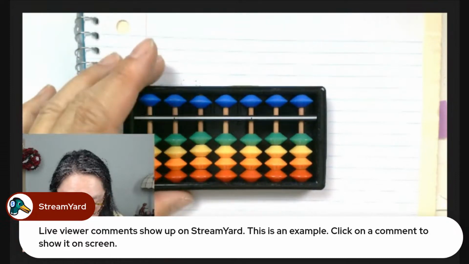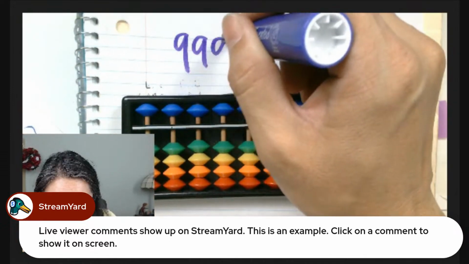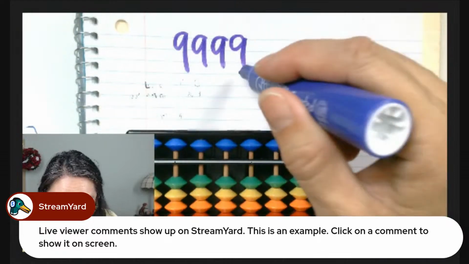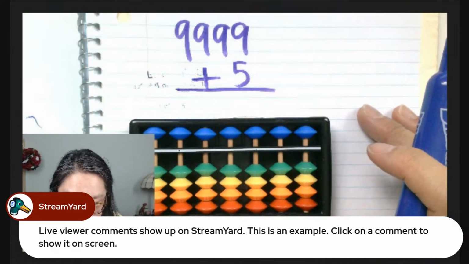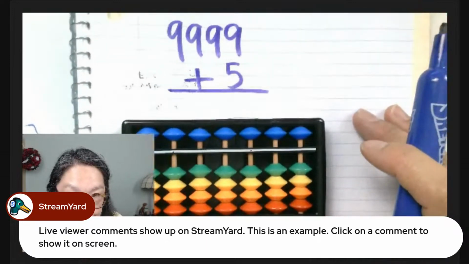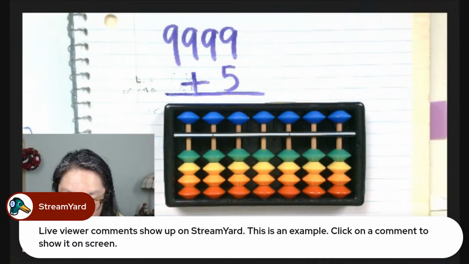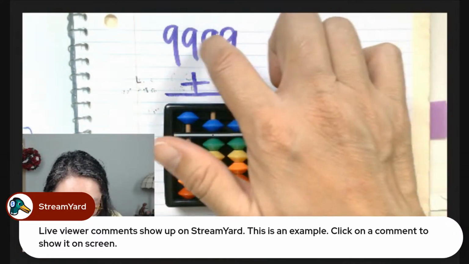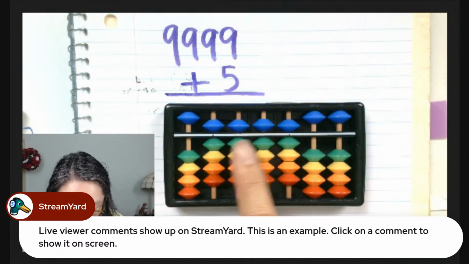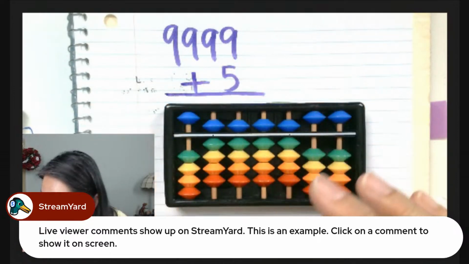So what we're going to do is let's do like 99 plus 5. We'll do that. Why? Is it hard? It's not that hard. Because what's going to happen? You're going to see that there is a number pattern. So we do 9,999, right? When we do 9,999, we want to add the 5. When we add the 5, we're over here.